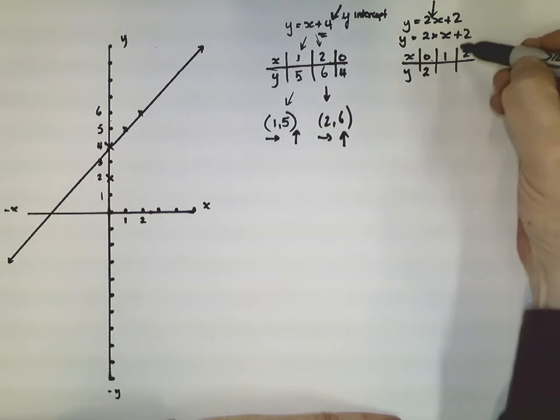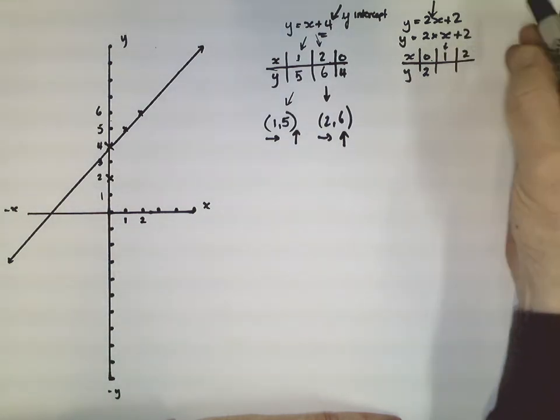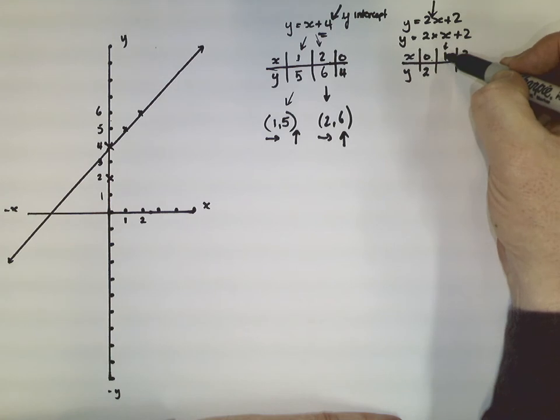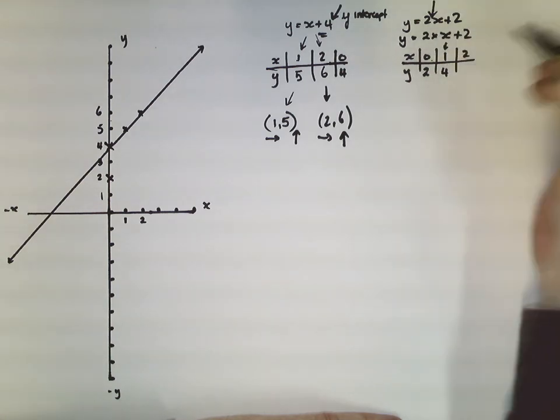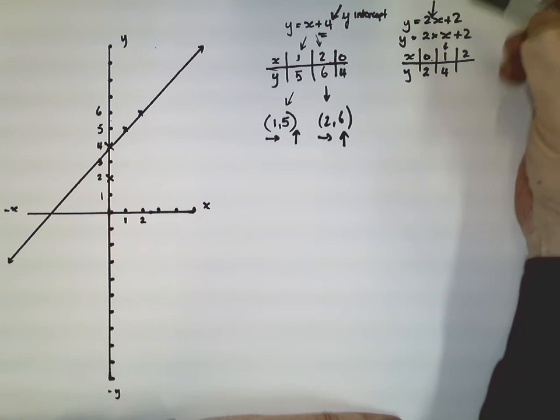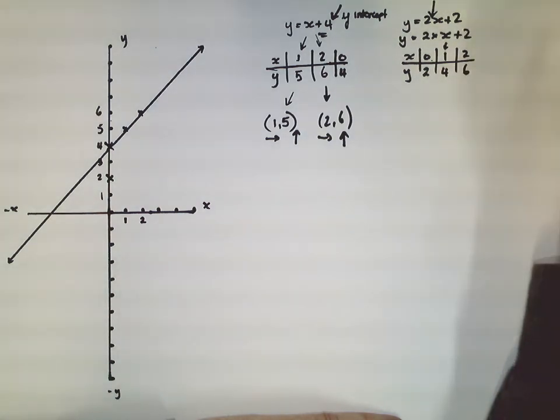So the next thing we need to work out is what happens when I make this x equal to 1. Well, 2 times 1 is 2, plus 2 gives us the number 4. And of course, for the last one here, 2 times 2 is 4, plus 2 makes it 6.